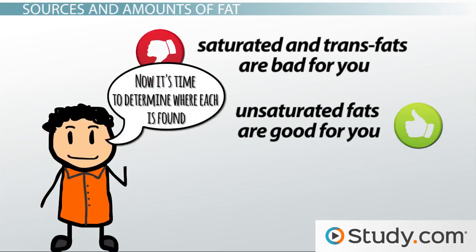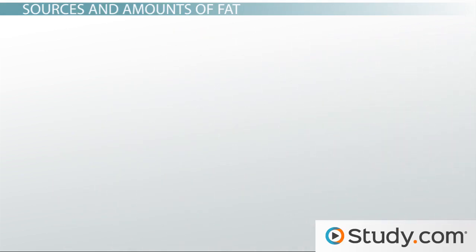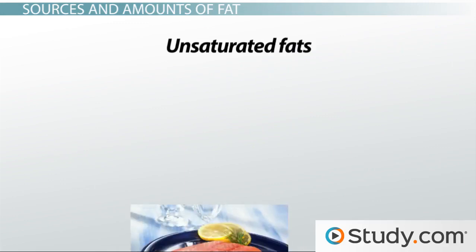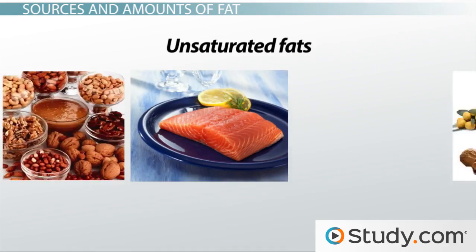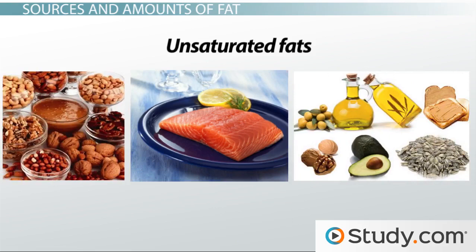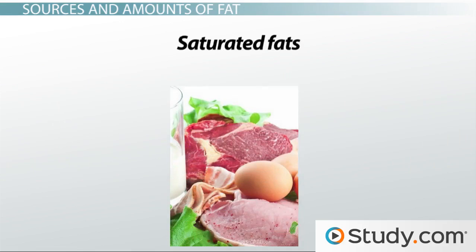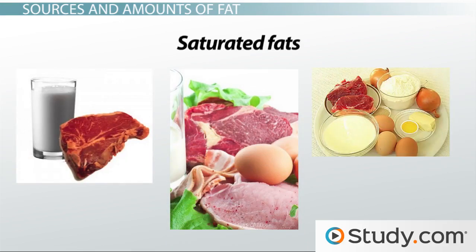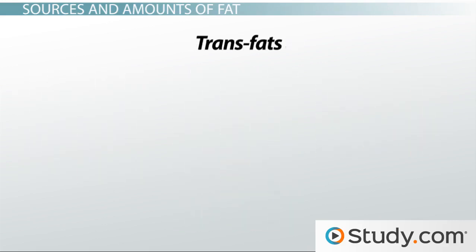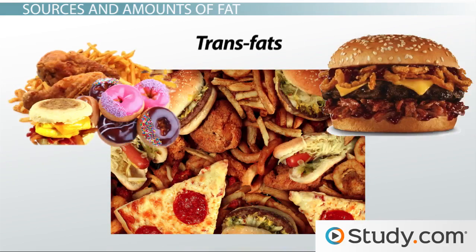Now it's time to determine where each is found so you can consume more of the latter and less of the former two. Unsaturated fats are found in fish, walnuts, flaxseed, olive oil, canola oil, avocado, and vegetable oil. Saturated fats are found in meat, milk, cheese, and other animal products. Trans fats are many times added to margarine, cookies, frozen pizza, and fast food items like fried chicken or French fries.